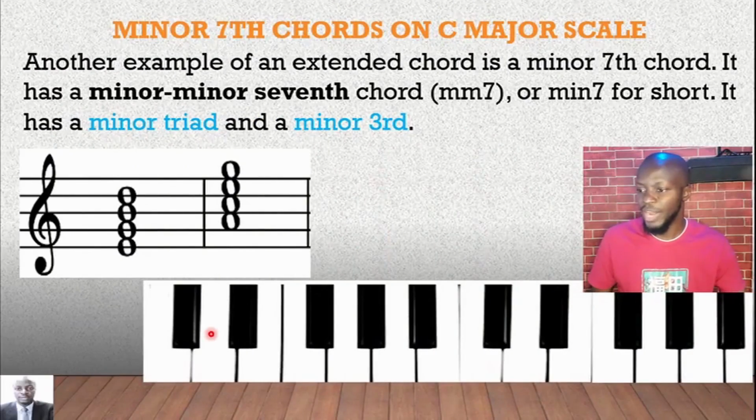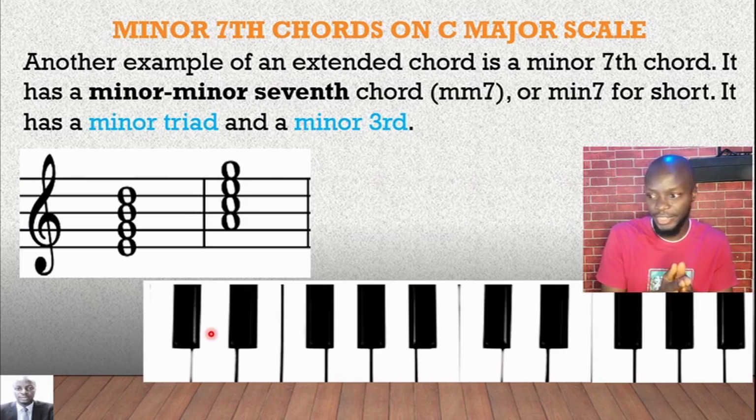Now let's talk about the minor seventh chord. Another kind of extended triad or extended chord is the minor seventh. We've talked about the dominant seventh and the major seventh, so now we have the minor seventh. It is built on a minor triad and a minor seventh, right?